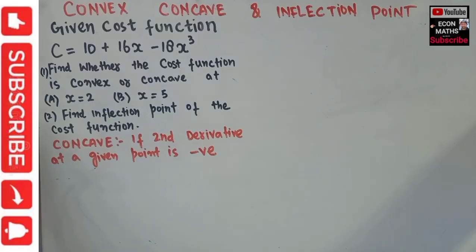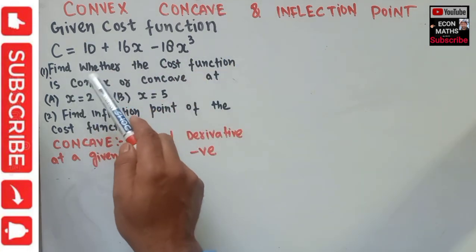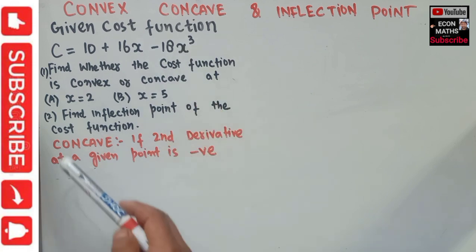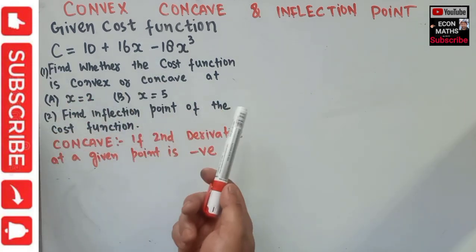In this video, we will learn how to determine convexity and concavity of a function and how to determine the inflection point of a function, using a cost function as an example. The question is: given the cost function C = 10 + 16x - 18x^3. C is the total cost, and x denotes the units of output.